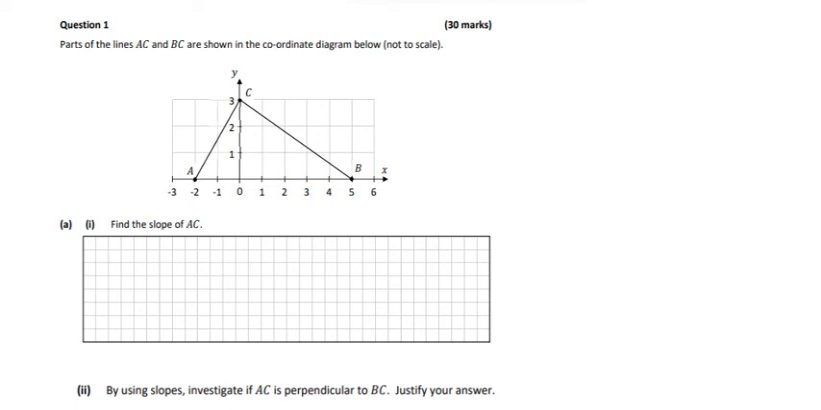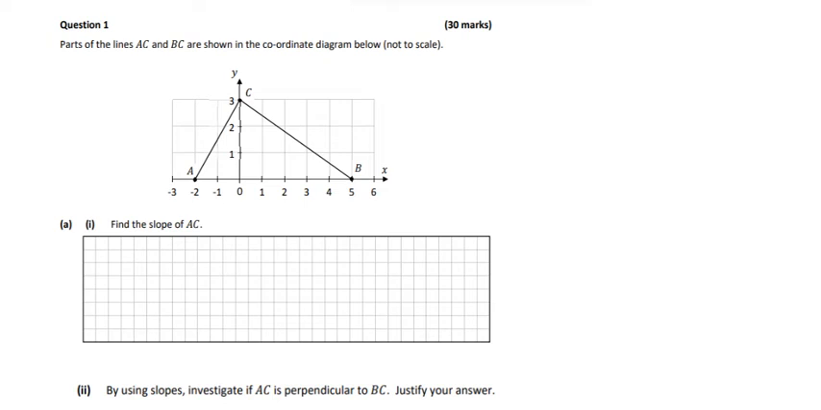Hey folks, so this is the 2022 Leaving Cert Ordinary Level Maths Paper 2. So we're going to start with question 1. So parts of the lines AC and BC. So this is coordinate geometry.